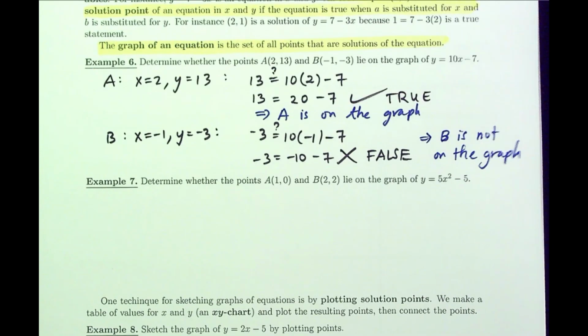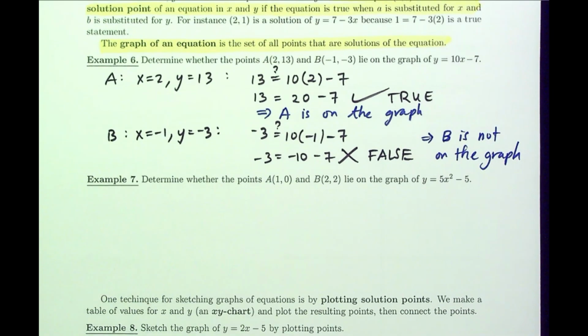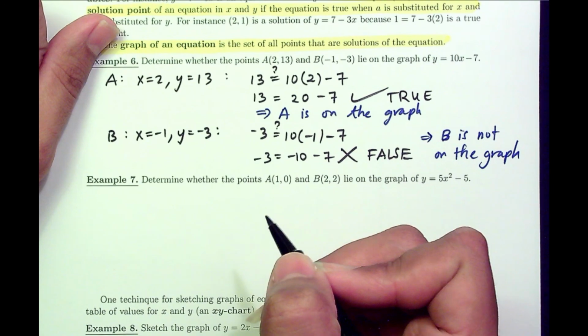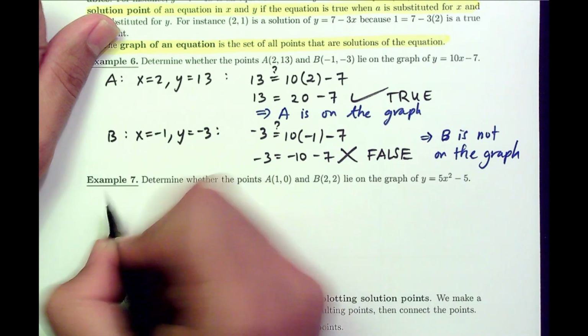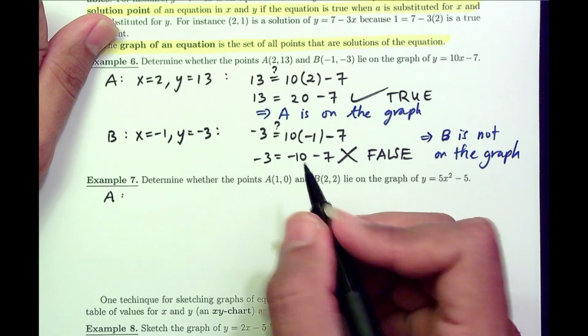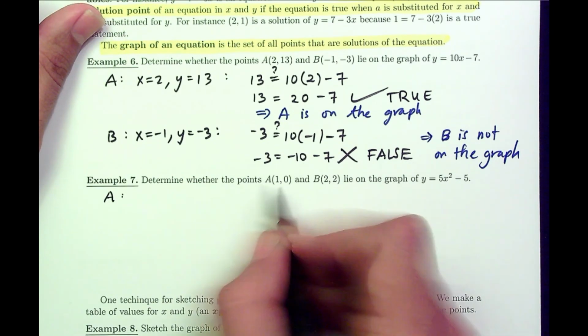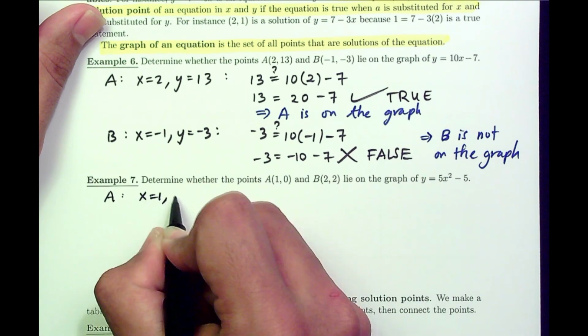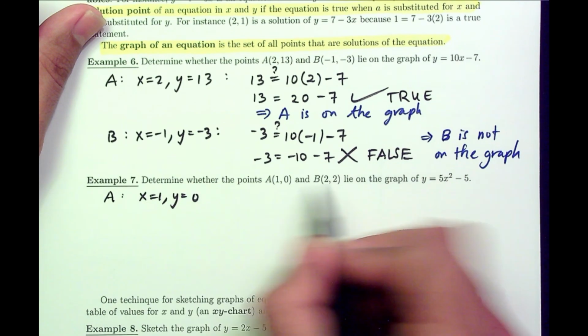Okay, if you got that, you should pause the video and attempt example 7 and see which of these two points lies on the graph, if any. Okay, now let's do it. So let's check A first of all. So that means x equals 1 and y equals 0.